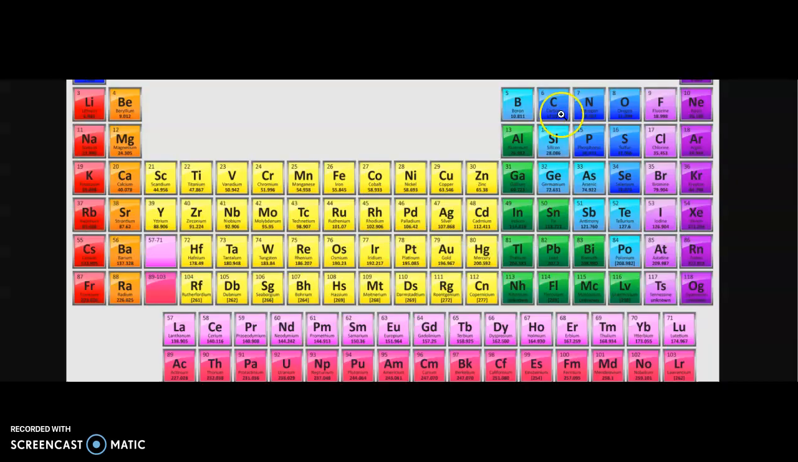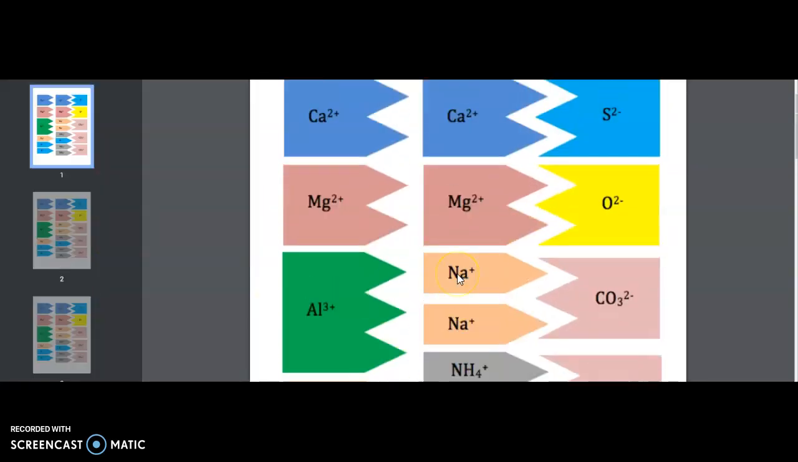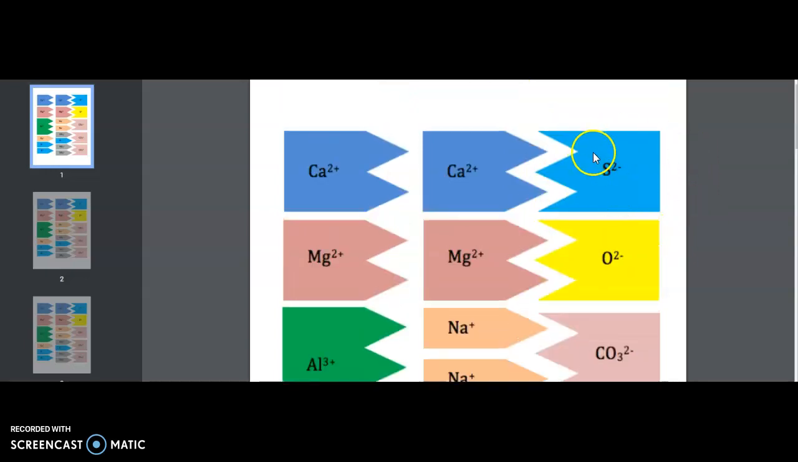And you can predict this based on position. Everything in the first group has 1 tooth. These have 2 teeth. These can vary. That's the important part of transition metals. I can have iron with 2 teeth. I could have iron with 3 teeth. And then you'll notice that the anions, the negative charges, have the notches that match. So because sulfur is a -2, there's 2 notches. And this helps you understand how to write an ionic compound.